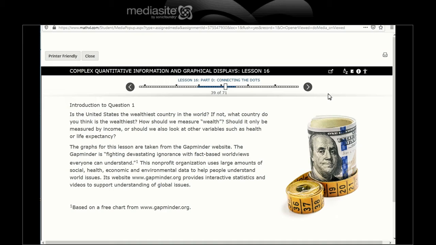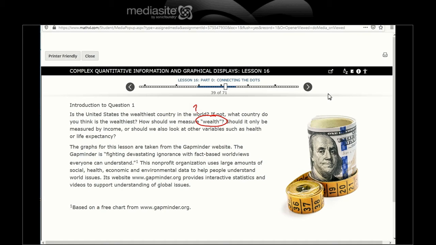Is the United States the wealthiest country in the world? If not, what country do you think is the wealthiest? Here's a big question. How should we measure wealth? Should it only be measured by income, or should we also look at other variables such as health or life expectancy? The graphs for the lesson are taken from the Gapminder website.